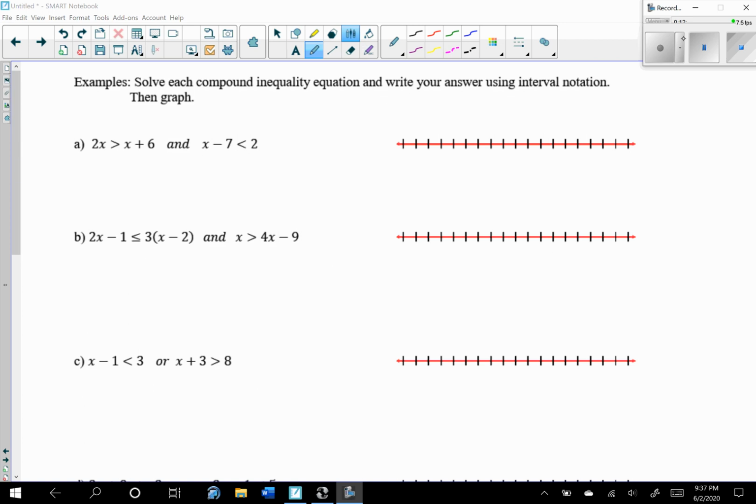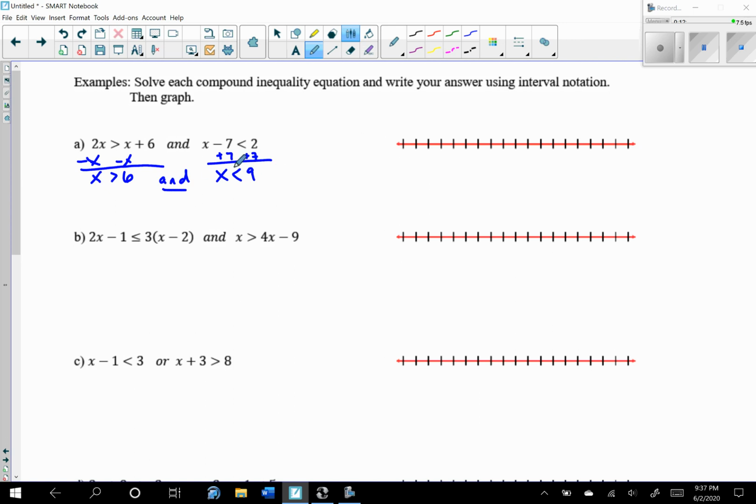Now we're going to solve each compound inequality and write our answer using interval notation and the graph. So you guys can go ahead and pause the video and do the first one on your own, and then we'll check it together. So for this first one, I'm going to get my x's together. So I'm going to subtract the x. So 2x minus x is just x, and then we have 6 on the side, so x is greater than 6. And over here, add the 7. So x is less than 9.